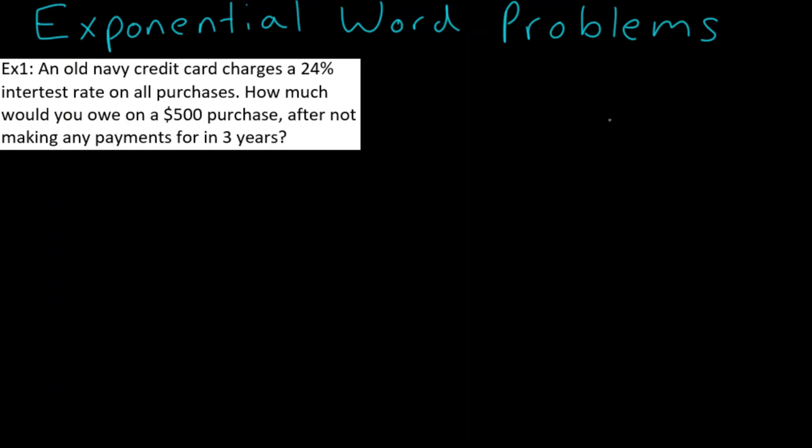Okay, so let's go ahead and take a look at this. The first thing you want to ask yourself is, is this exponential growth or decay? Well, whenever a credit card charges a 24% interest rate, that's always going to be an example of exponential growth. So what do you do when there's exponential growth?